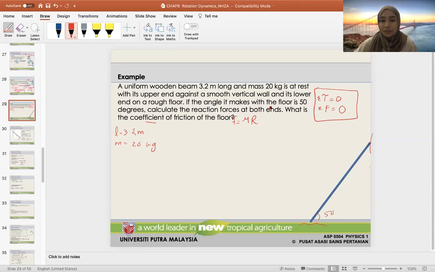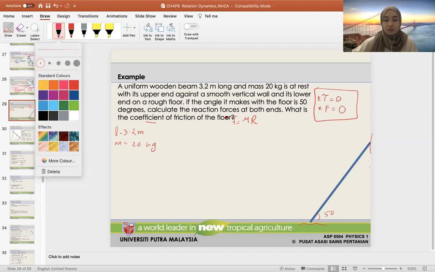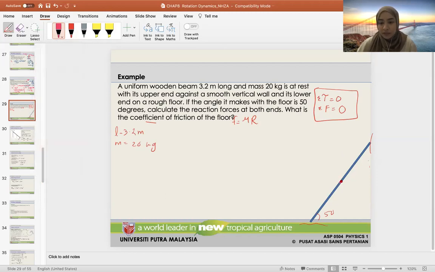Then we have to draw the free body diagram, right? And let me use a different color. This is also blue, so let's use pink. So the center of mass, okay? If you guys still remember from last week, the center of mass is mg. Your mg is at the center of mass. So mg is the weight of the beam. Okay, this is due to gravitational force.